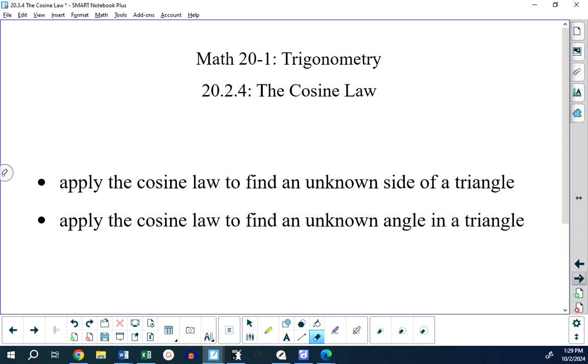There are two situations that can arise here. One of them is a situation in which you find an unknown side of a triangle using the cosine law. But in that situation, you do not start by knowing a pair. The other situation is sometimes we have to use the cosine law to find an angle. But again, when you do that, you do not know a pair.